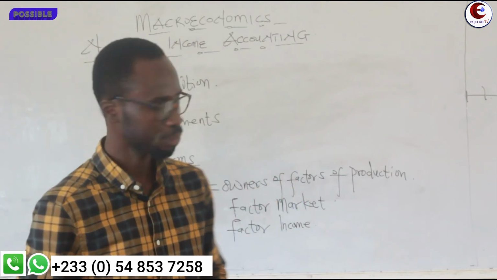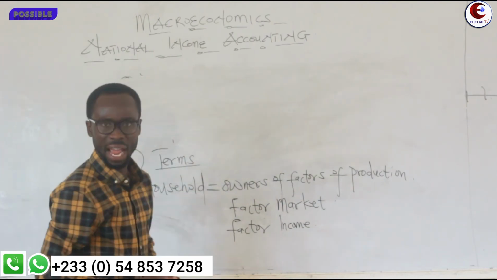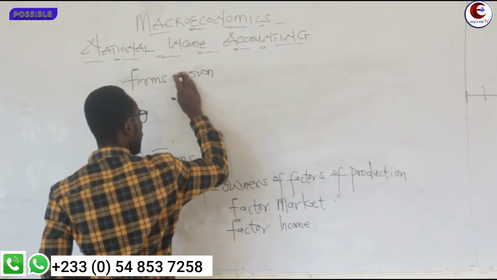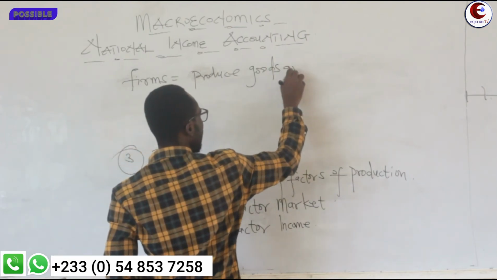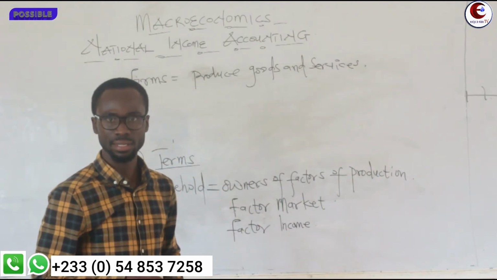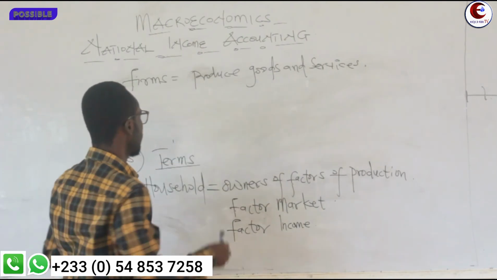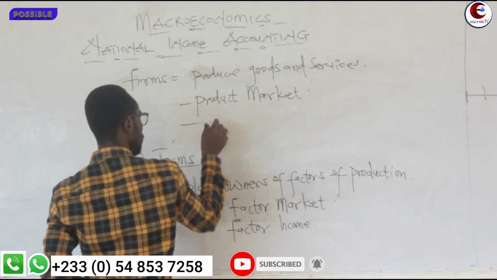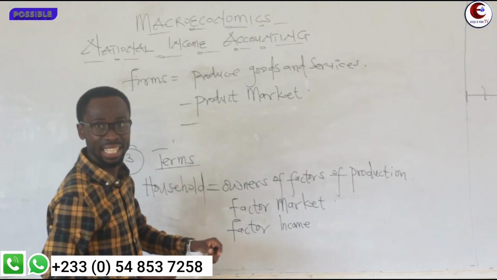Let us look at the firm. Now we are saying that the firms produce goods and services. Firms produce goods and services. And then they sell goods and services on a market called product market. Product market. And then when they sell it on product market, they get what is called revenue or income or profit.